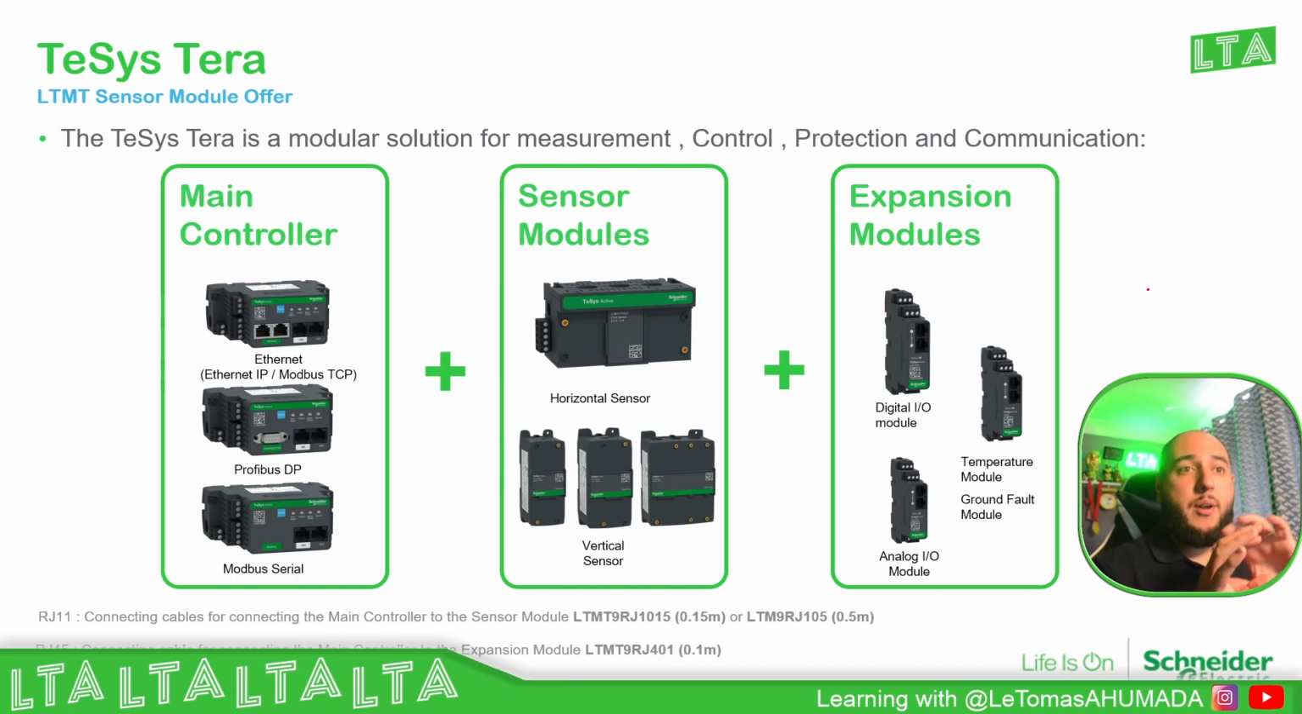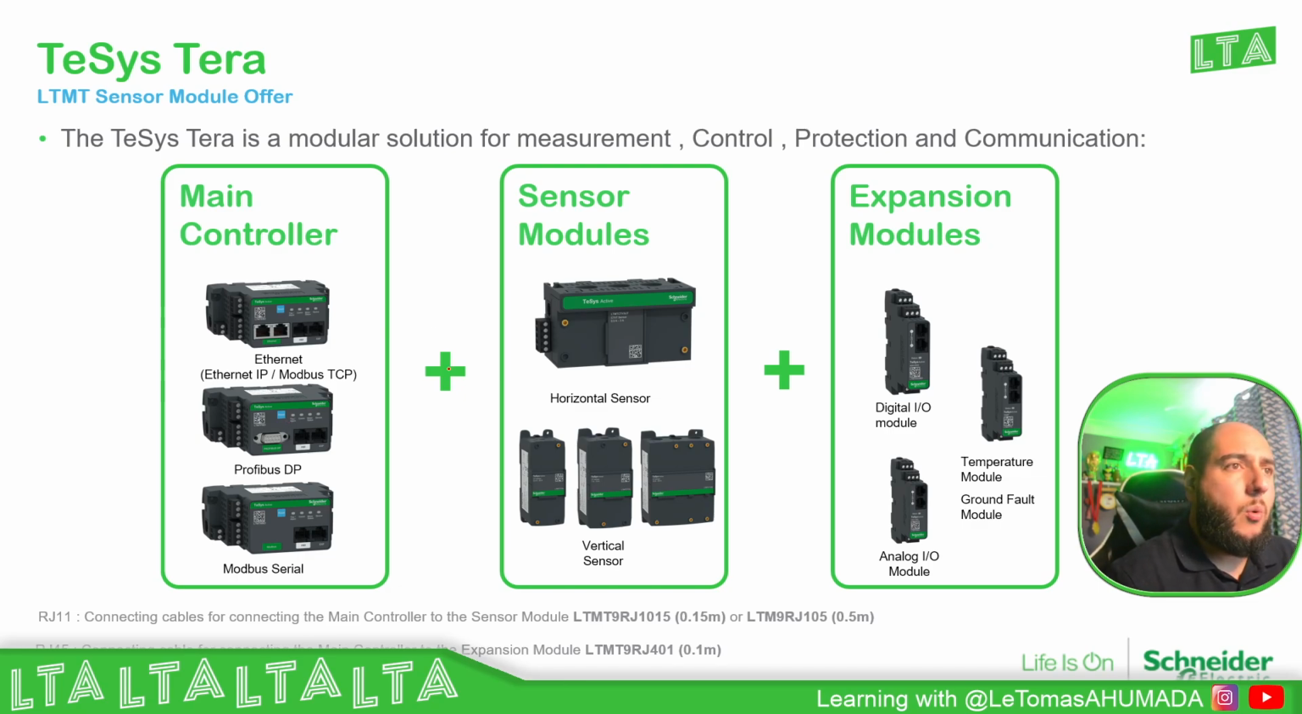Here we have separated the controller unit, that has the communication, from the sensor module. That's why we have the CT or CTB for voltage too. Okay, so we have the possibility to use this sensor module as vertical or horizontal. But the main controller is going to be the same.